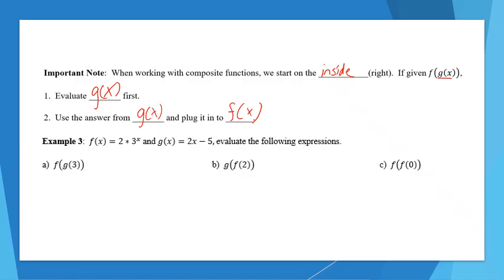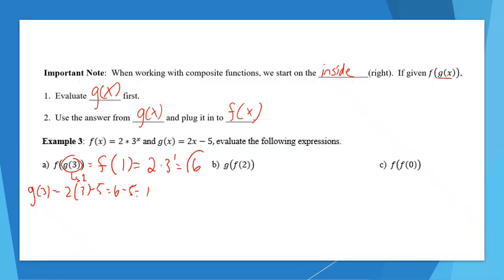If f of x equals 2 times 3 to the power of x, and g of x equals 2x minus 5, evaluate the following expressions. Here we have f of g of 3. This is going to be f of, and then what is g of 3? This should be 2 times 3 minus 5, which is 6 minus 5, which is 1. So this is going to be f of 1, right? We can almost replace g of 3 with the number 1. And then f of 1 is 2 times 3 to the first, which should be 6.